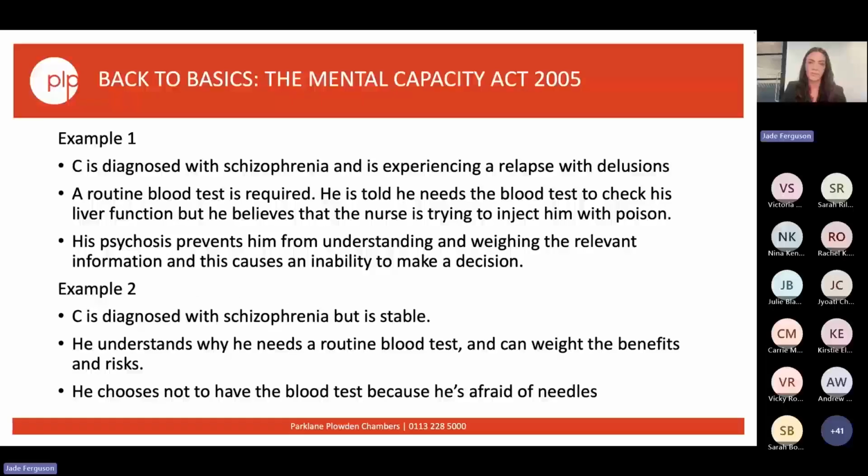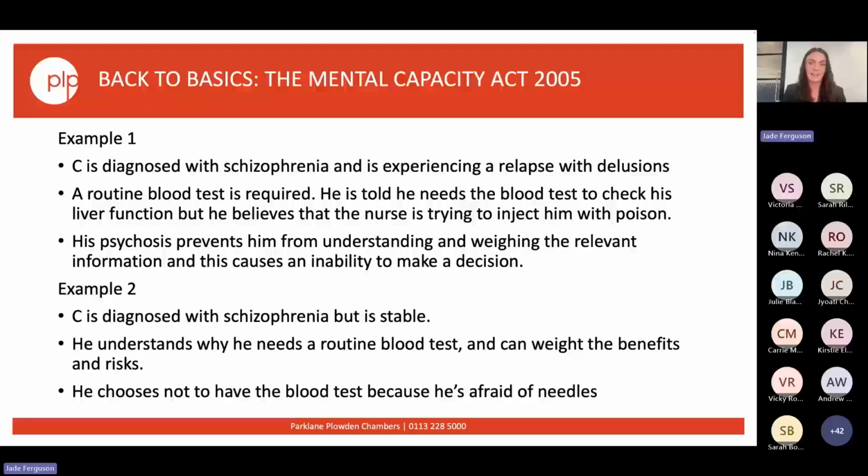Now, I'm just going to talk through a quick example just to help us with that. So considering somebody that has schizophrenia, they're suffering a relapse and they're experiencing some delusions that someone's trying to poison them. They're asked to consent to a routine blood test just to check the liver because of the type of medication that they're on. The purpose of that blood test is explained to them, but this person insists that actually the nurse is attempting to poison them, and they don't really need to take blood at all.